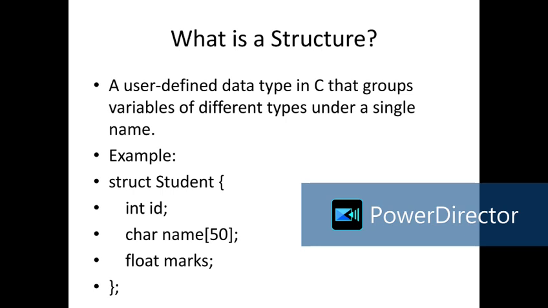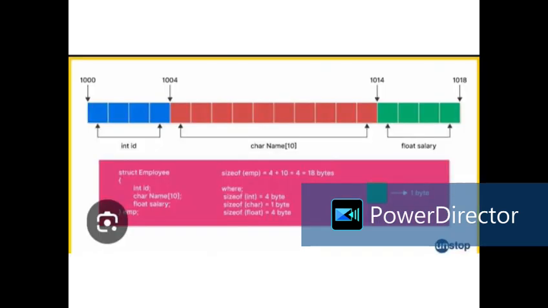The struct keyword tells the compiler we are creating a new structure. The members are variables of different types. The structure itself does not allocate memory. That happens only when you declare variables of that structure type.